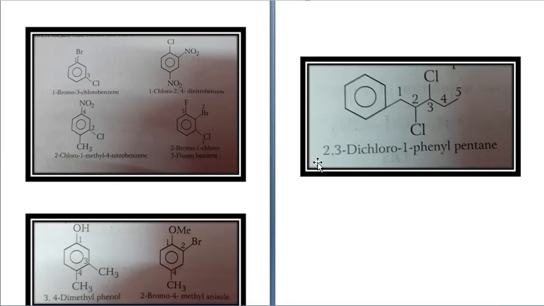SO3H, again 1,3. So you see, this is ortho, 1 and 2. This is also ortho. This 1 and 3 is meta. 1 and 4 is para in common terms. For the IUPAC, you have to just write the numbers. And 1 and 3 again is meta.